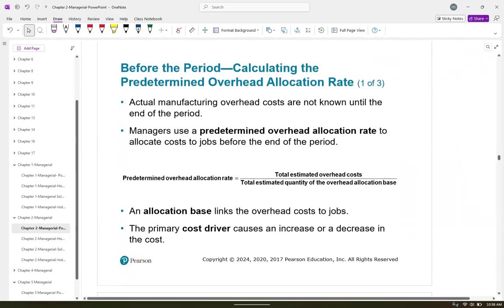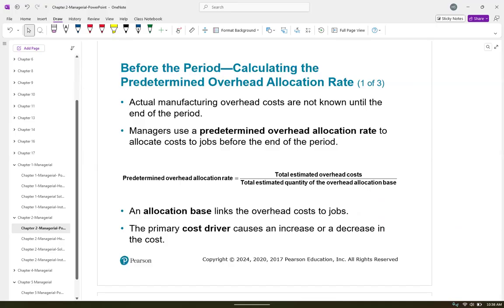So before the period ends, or before the period, we're going to calculate a predetermined overhead rate. Remember, I said we don't have a crystal ball. We don't really know where some of these costs are going to go, and it's really hard to take tools that we used on one house, take that same truck, and use those exact same tools on another house.